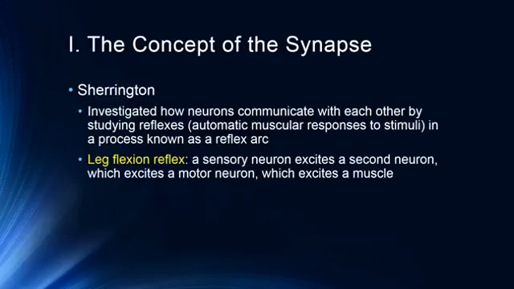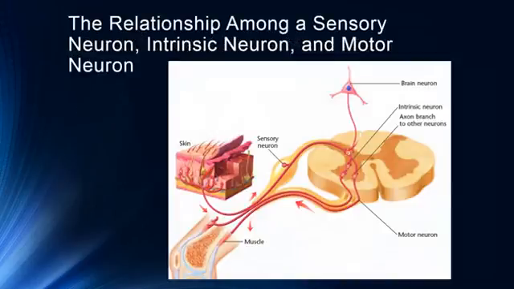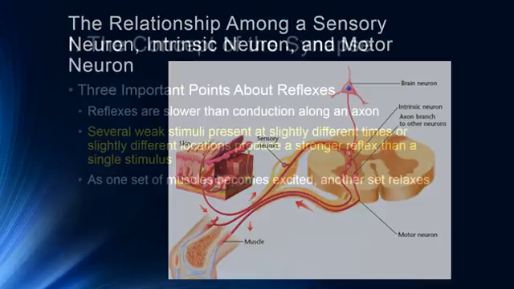The leg flexion reflex occurs when a sensory neuron excites a second neuron, which excites a motor neuron, which excites a muscle. So in a four-legged animal, you can poke one foot, and they will withdraw that foot and then relax the other 3 feet. This is known as the leg flexion reflex. This occurs through this reflex arc. We have the activation of receptors at the skin that travels up a sensory neuron to an intrinsic neuron in the spinal cord that then travels back down the motor neuron to cause the flexion of the muscle.